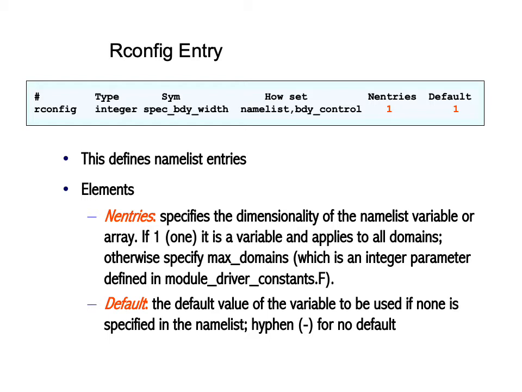Default allows you to specify what the value of this namelist entry is going to be if it is not defined inside of the namelist. If it is defined in the namelist, it overwrites the default value.